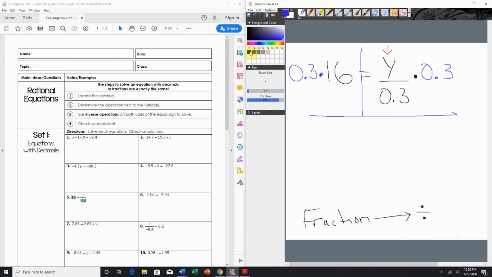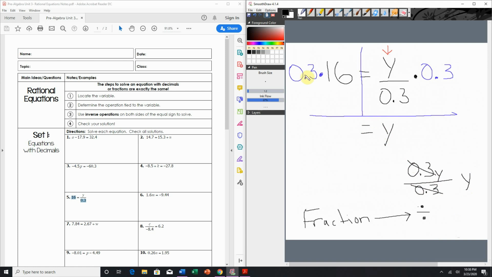And I can show why that happens over here. So we would have y times 0.3. So that would be 0.3y over 0.3. Now think of this as 5 divided by 5. We know that's going to cancel out, and we're just going to be left with y. Okay, so we bring down our equals, we bring down our y.